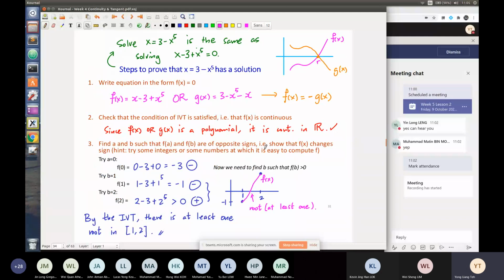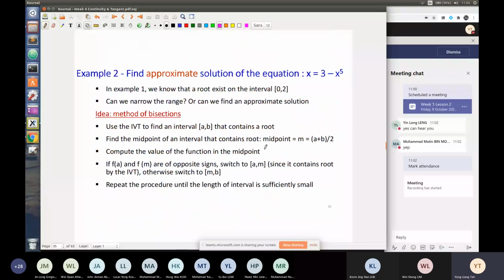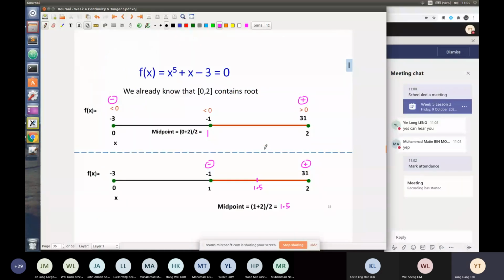One of the practical applications of the IVT is in the bisection method. The bisection method allows us to find the root of a function. In fact, this bisection method is very powerful, because it will be able to handle any function as long as it is continuous within the interval in which you want to find the root.